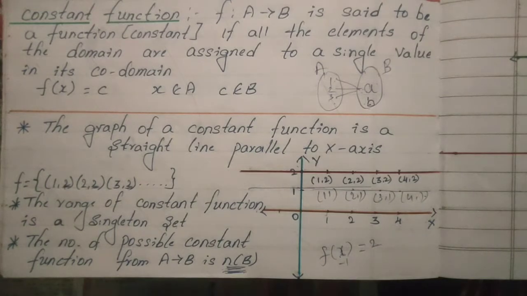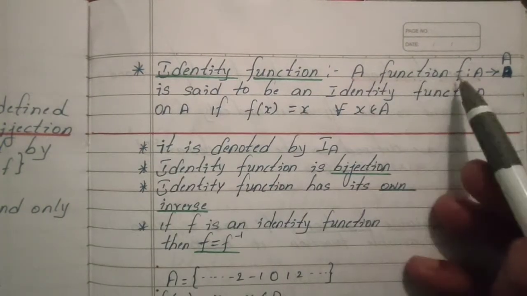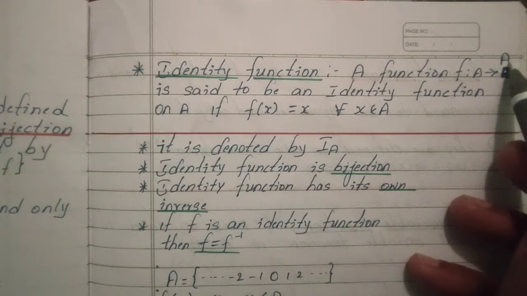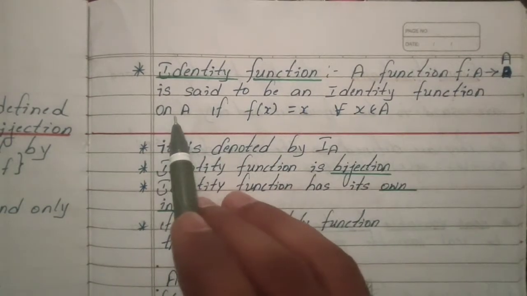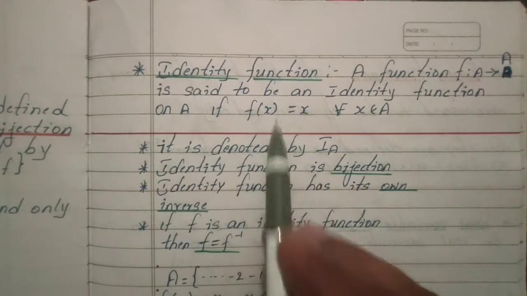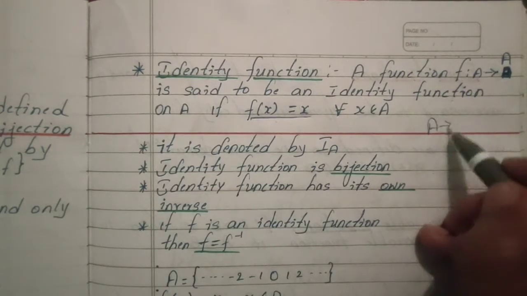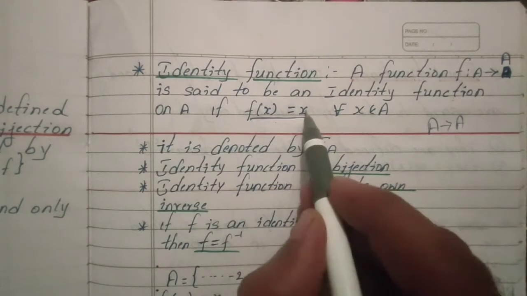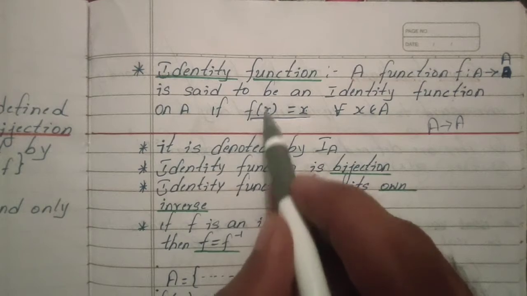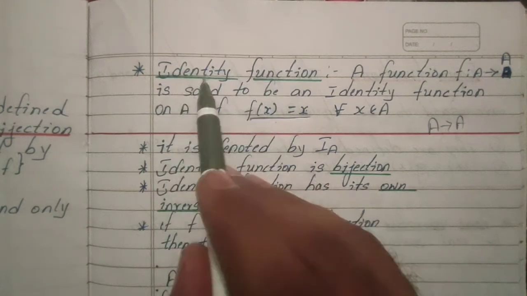Next, identity function. A function f from A to A, remember this, from the set A to set A itself, is said to be an identity function on set A if f of x equals x. Very important. Here we are going from A to A, and the condition is that the function f of x should be x. Whatever you take as input, the output must also be the same. Such a function is said to be an identity function.